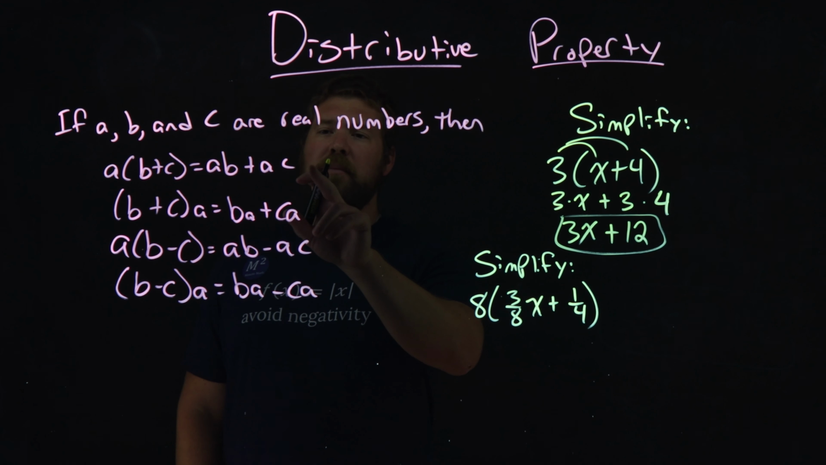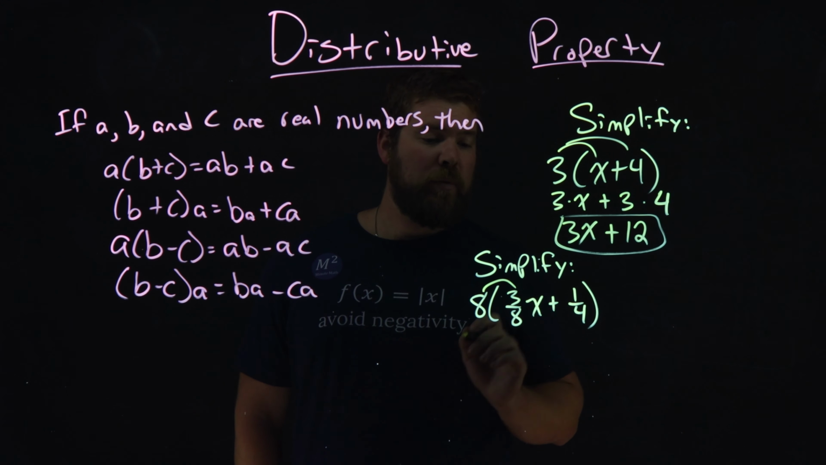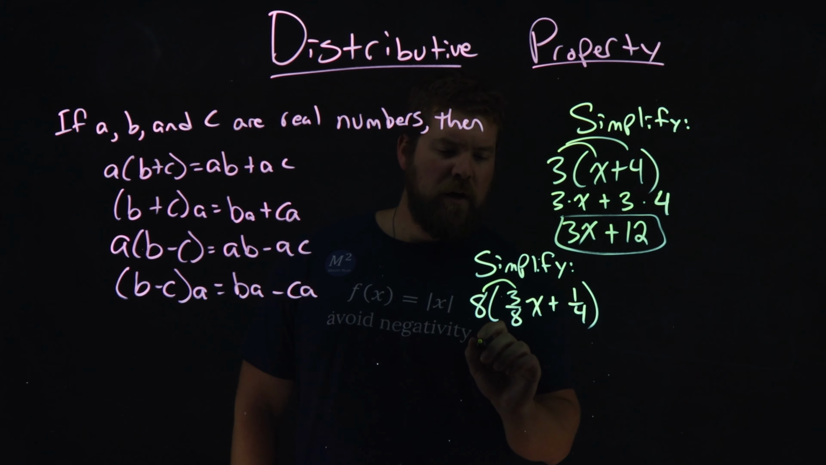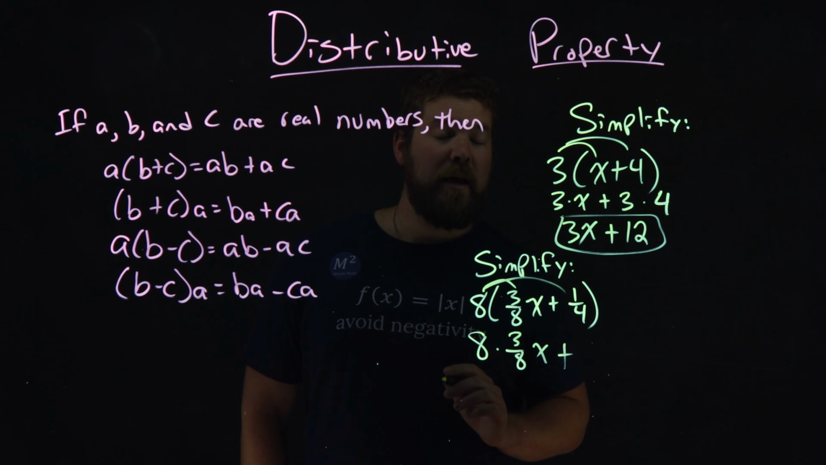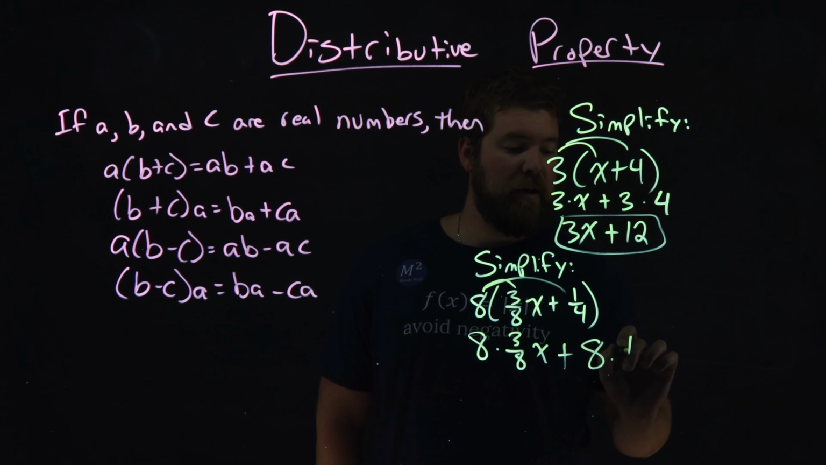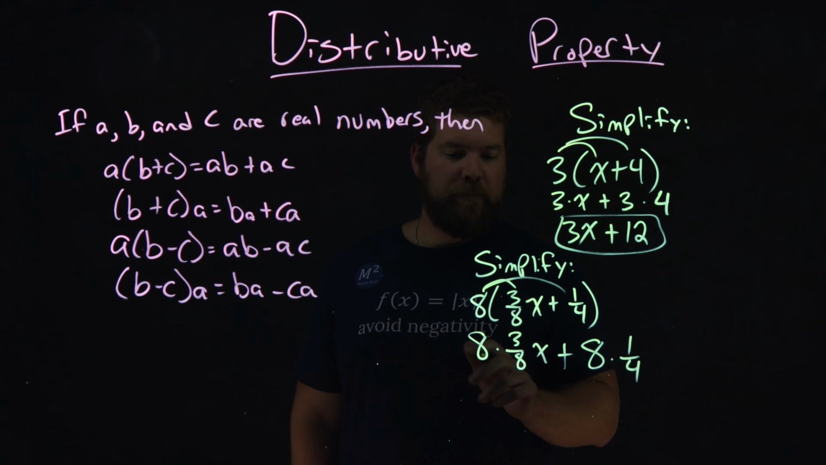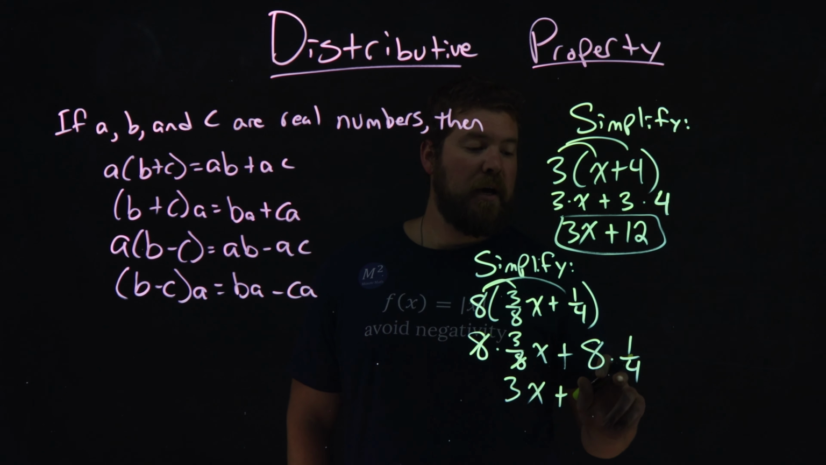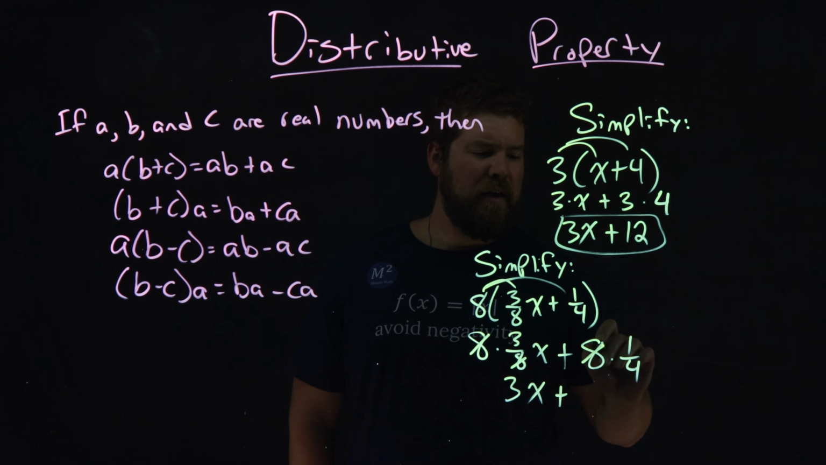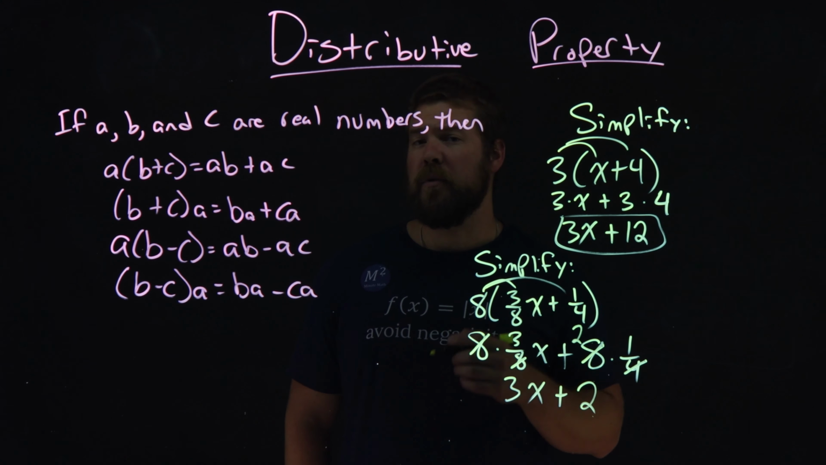Same idea, same as the first step here of our distributive property. We take the 8 and we multiply it by 3/8 x. So now we have 8 times 3/8 x plus 8 multiplied out again, 8 times 1/4. Well, then from here we need to simplify. 8 and 3/8 multiply, well, the 8's cancel, and we have a 3x right here. Plus 8 times 1/4 simplifies, well, 4 goes into 8 2 times. 2 times 1 is 2. And we have 3x plus 2 there.